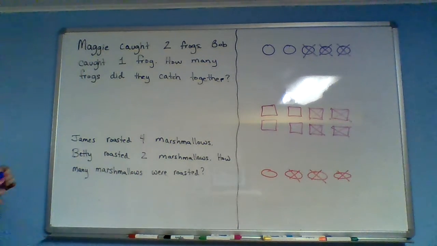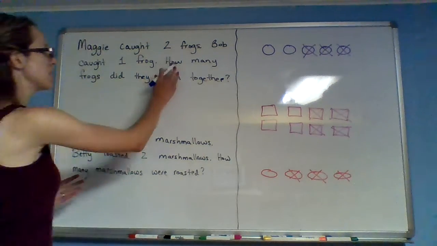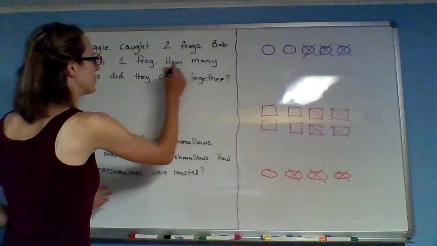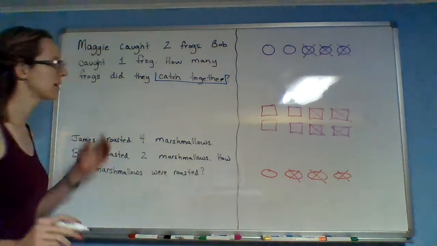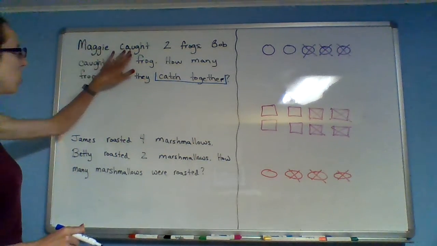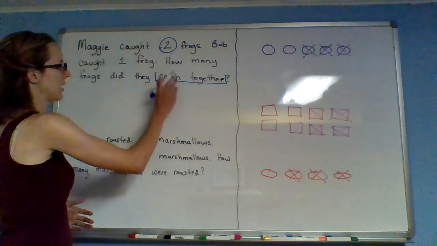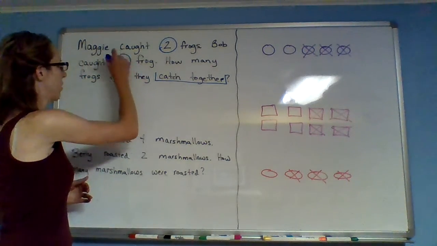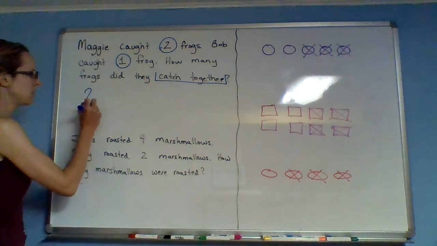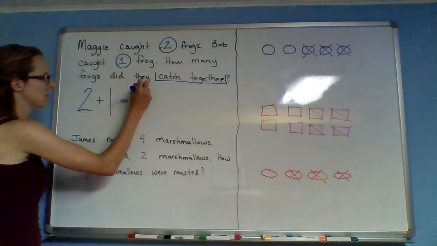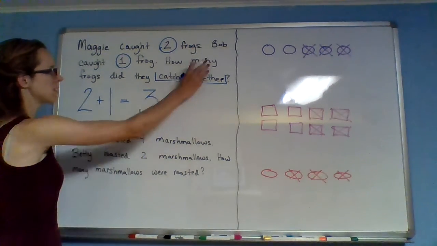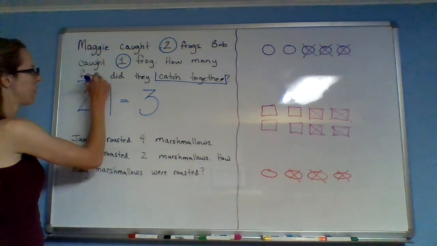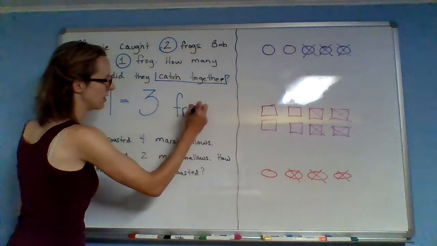So our first story problem says this: Maggie caught 2 frogs. Bob caught 1 frog. How many frogs did they catch together? Now remember, I like to first look at what my question is. How many frogs did they catch together? And then I like to go back and look for numbers that might help me. So Maggie caught 2 frogs. Okay, if I'm looking for how many they caught, I need how many Maggie caught. Bob caught 1 frog. So my problem becomes 2 plus 1 equals 3, and my units is how many frogs. So frogs is my unit.